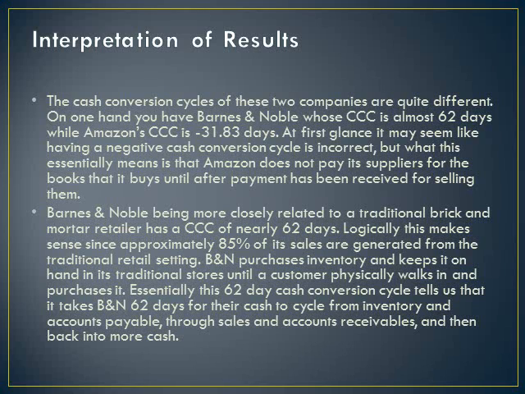Barnes & Noble, being more closely related to a traditional brick-and-mortar retailer, has a CCC of nearly 62 days. Logically, this makes sense since approximately 85% of its sales are generated from the traditional retail setting. Barnes & Noble purchases inventory and keeps it on hand in its traditional stores until a customer physically walks in and purchases it. Essentially, the 62-day cash cycle tells us that it takes Barnes & Noble 62 days for their cash to cycle from inventory and accounts payable through sales and accounts receivable and then back into more cash.